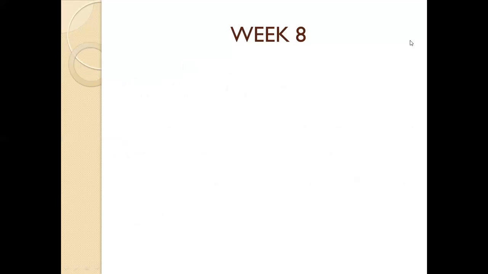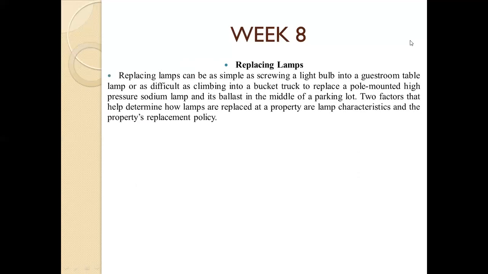So for our lighting system, we also need to replace our lamps. Replacing lamps can be as simple as screwing a light bulb into a guest room table lamp, or as difficult as climbing into a bucket rack to replace a pole-mounted high-pressure sodium lamp and its ballast in the middle of a parking lot. Basically, two factors help determine how lamps are replaced: the lamp characteristics and the property's replacement policy.